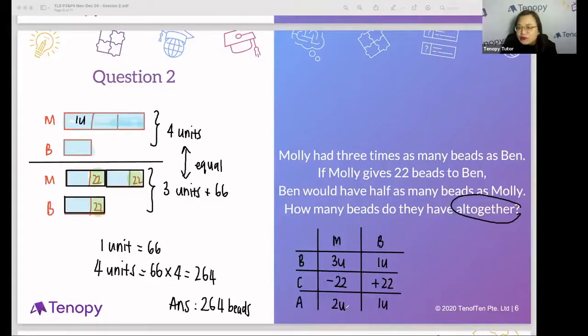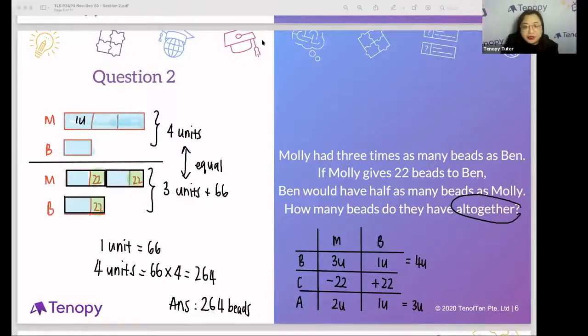But remember, the total remains unchanged. Look at your total. This is 4 units. This is 3 units. Are they the same? 4 and 3 is not the same. The values are different. So you want to think about, hey, what is a common multiple between 4 and 3? If you list out the timetable of 4 and 3, what is a common multiple? It's 12. Very good. So each of the values here, you have to change them to 12.